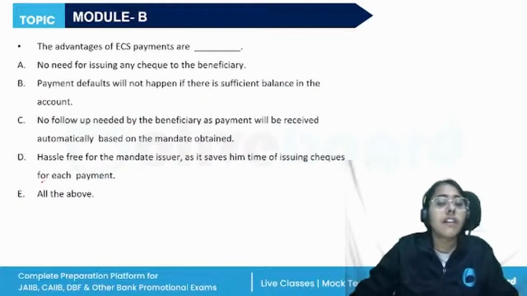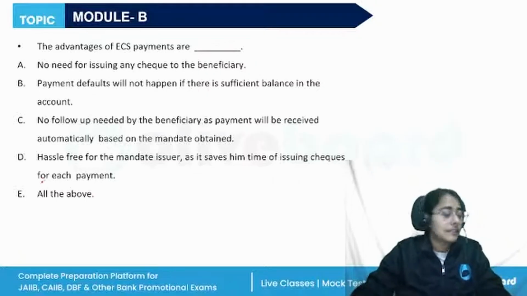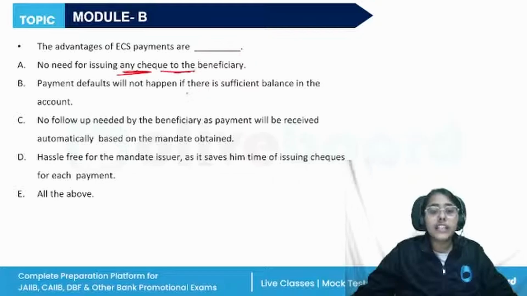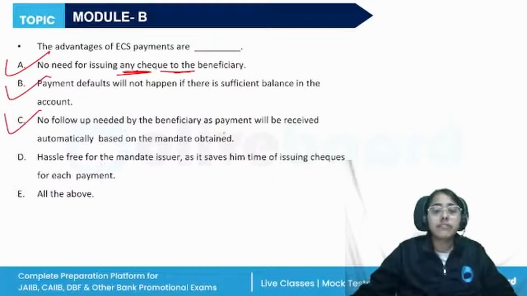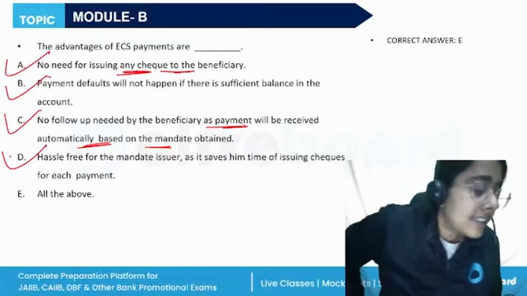Then what are the advantages of ECS payment? Electronic clearing services, what are the advantages? There is no need for issuing any check to the beneficiaries. This is correct. Payment defaults will not happen if there is sufficient balance in the account. No follow-up is needed by the beneficiary as payment will be received automatically, and it is hassle-free for the mandate issuer. So all of these are correct regarding the ECS payment.